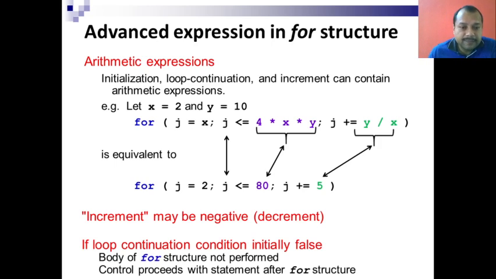And finally, if the loop continuation condition is initially false, the body of the for structure is not performed, and control proceeds with the statement after the for structure. This third red-colored point is similar to your while construct also. In the while structure, if the condition is false at the first occurrence, at the beginning, then the body of the while loop will never be executed. It is true for the for loop also: if the condition is false for the first occurrence, then the body of the for loop will not be executed.